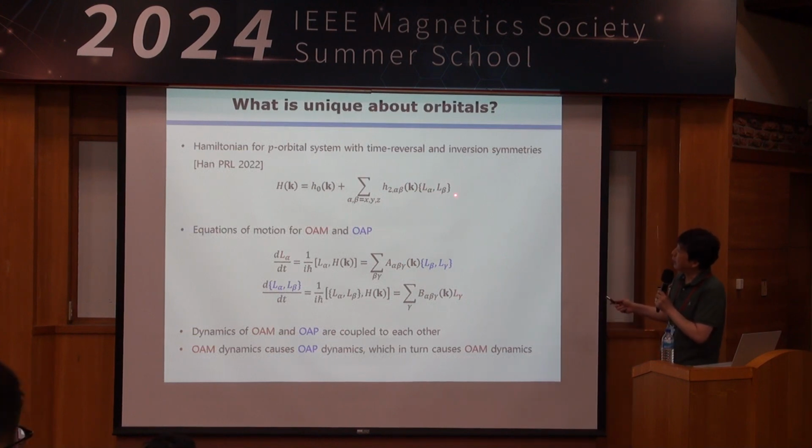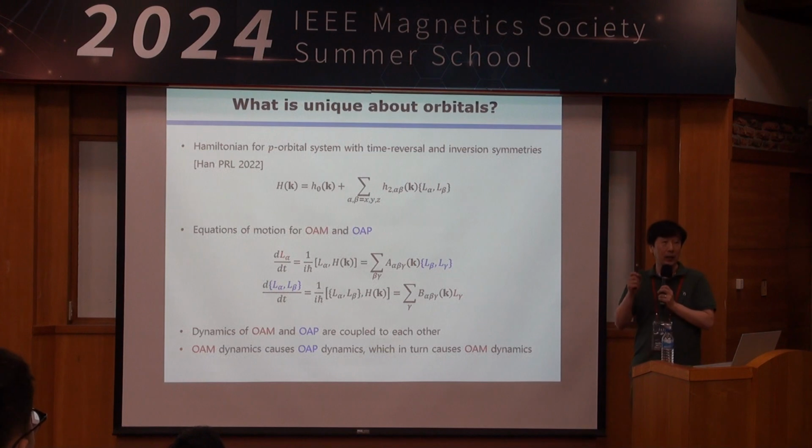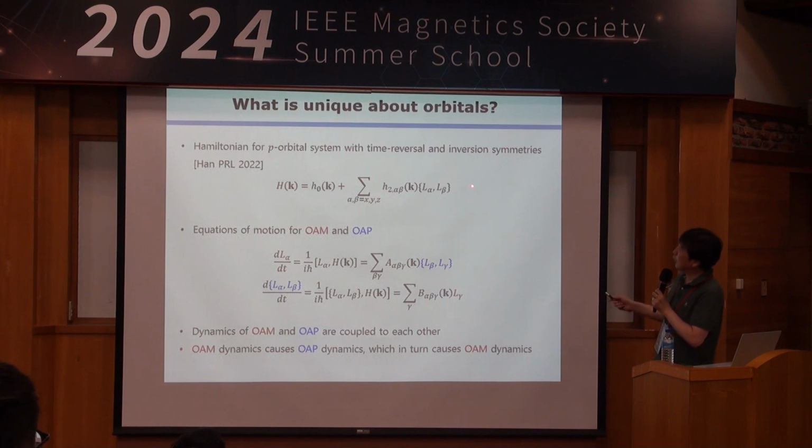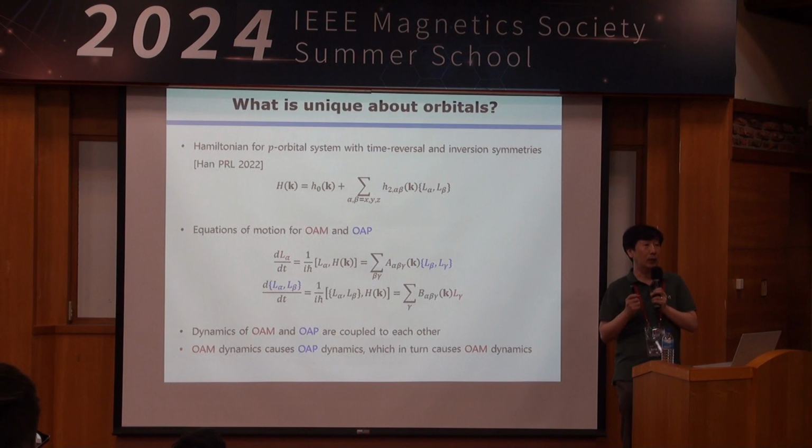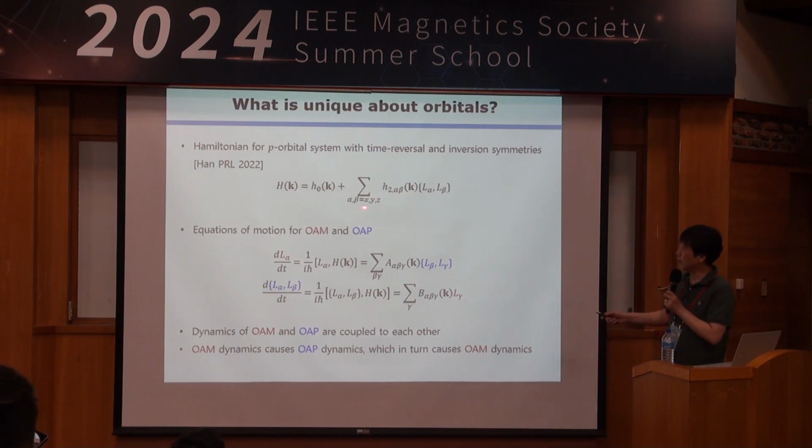And you have OAP here because in the Hamiltonian, you need orbital eigenstates, right? And OAP is nothing but the real orbitals, so it must appear here. In this model, we assume complete orbital quenching. Orbital quenching means that the orbital angular momentum in equilibrium is zero, right? So there is no orbital angular momentum in the Hamiltonian. However, when you have the Hamiltonian, you can calculate the equation of motion. So these are the results.